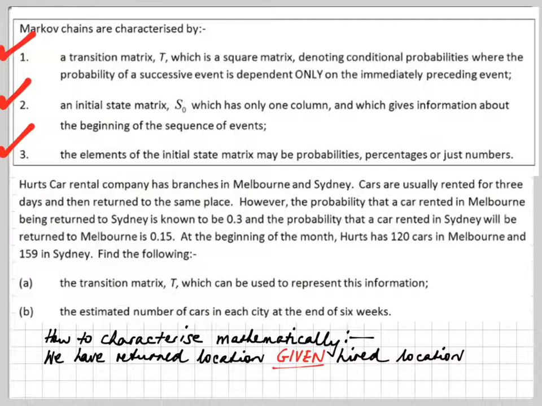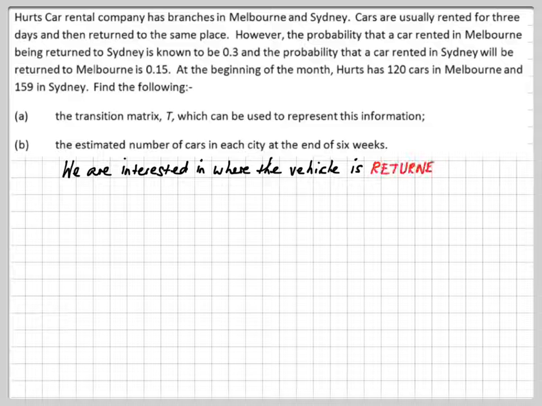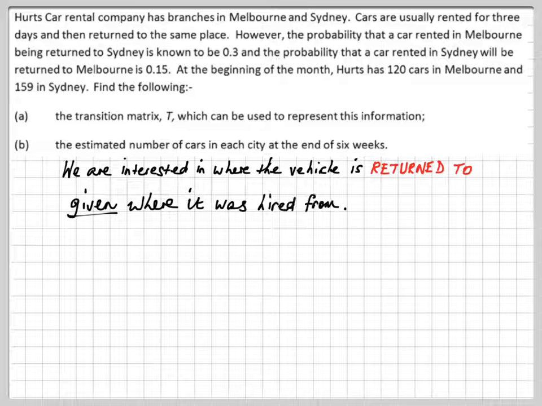The final location where the car resides after the end of the hiring, given where it was hired from. Wouldn't you think that's what we're on about here? I think so. So, we're basically interested in where the vehicle is returned to, given where it was hired from. Just to say it again in a slightly different way.